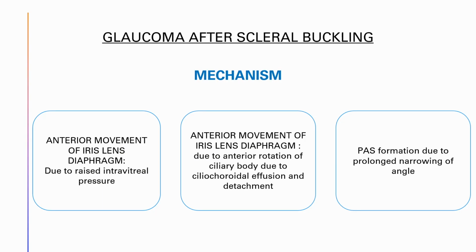Then there is glaucoma after scleral buckling. The mechanism can be anterior movement of iris lens diaphragm due to raised intravitreal pressure. Second mechanism can be anterior movement of iris lens diaphragm due to anterior rotation of the ciliary body, which may lead to choroidal effusion and detachment. Then peripheral anterior synechiae formation due to prolonged narrowing of the angle.